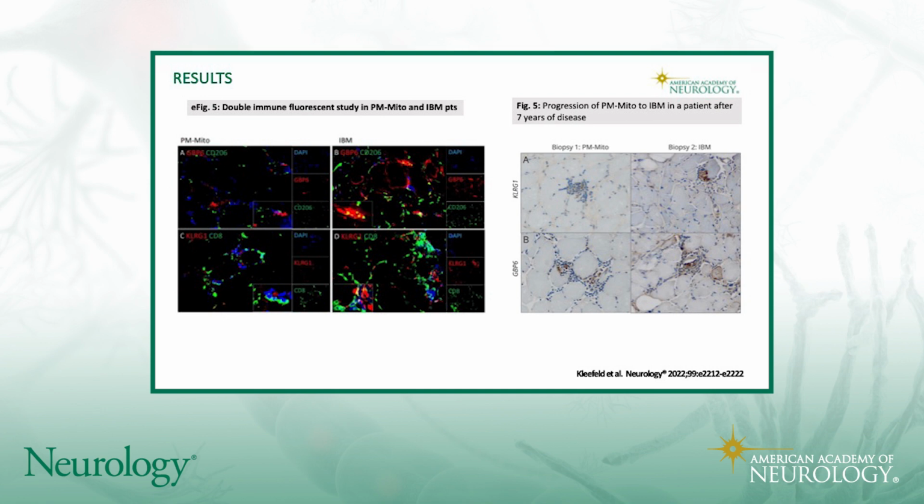Another thing that they show, and I didn't put this figure in the slide, is figure 4. They define 4 pathological stages when they analyze the muscle biopsies of all these patients, and they basically call them a mild PM-Mito stage, a typical PM-Mito stage, a pre-IBM stage, and an IBM stage. Then the inflammation and the variation of the fiber size get worse as the stage progresses. But there are, I think, 2 important points.